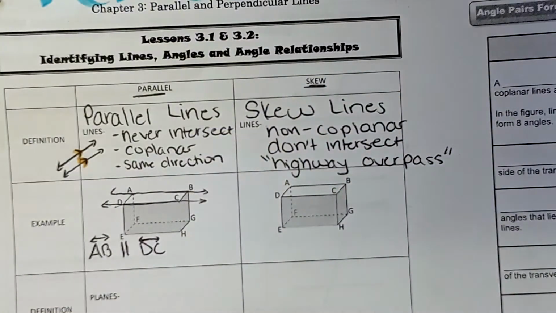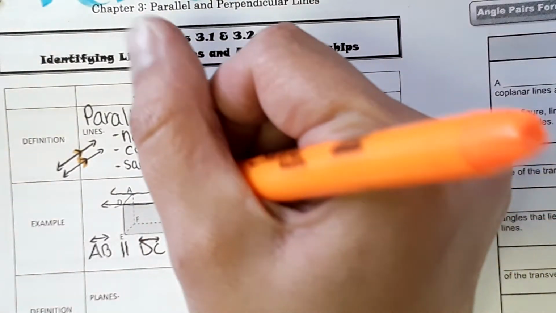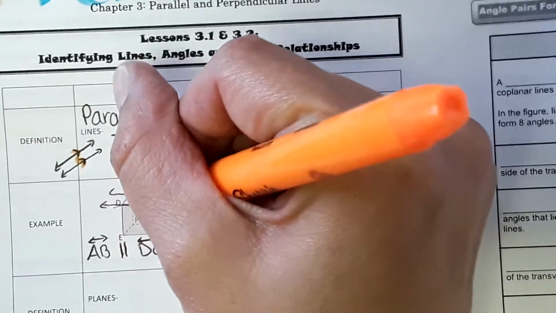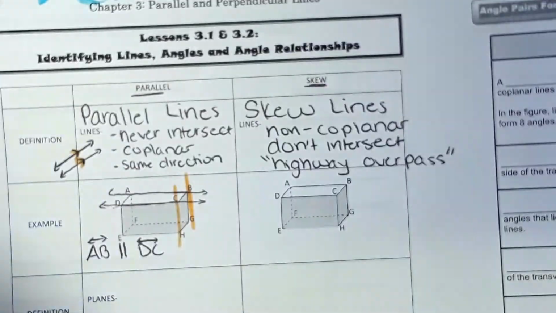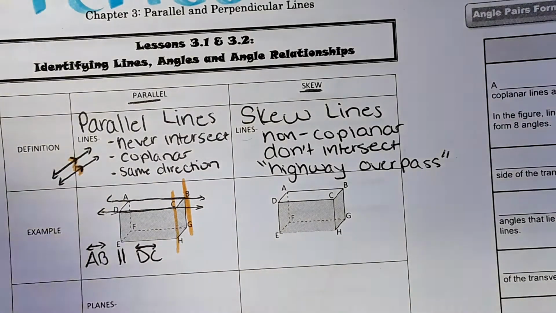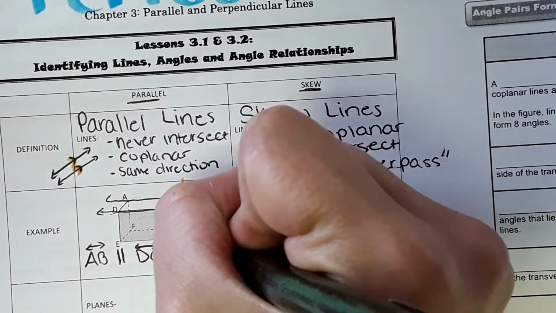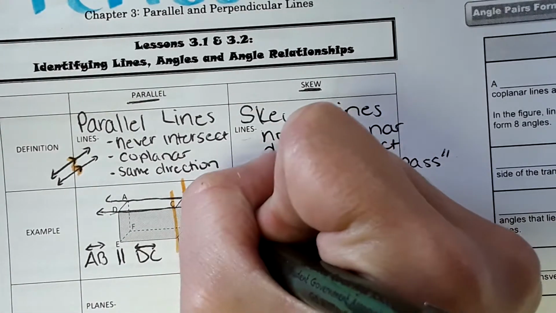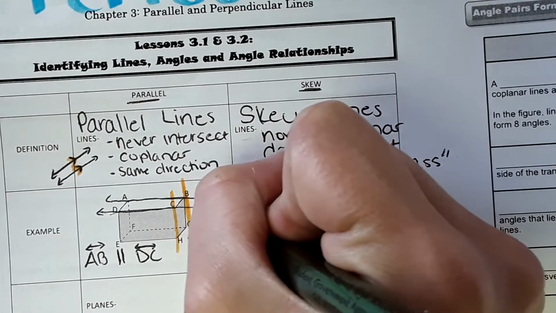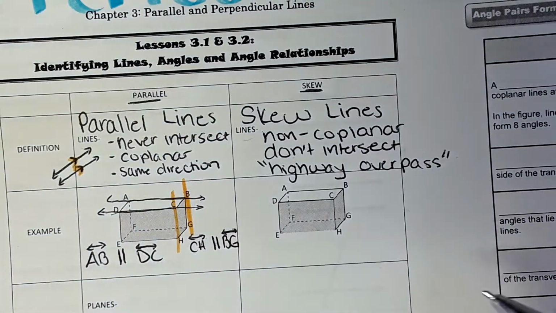Another example of parallel lines here might be this line right here through CH and the line through BG. These 2 lines are parallel, so CH is parallel to BG.